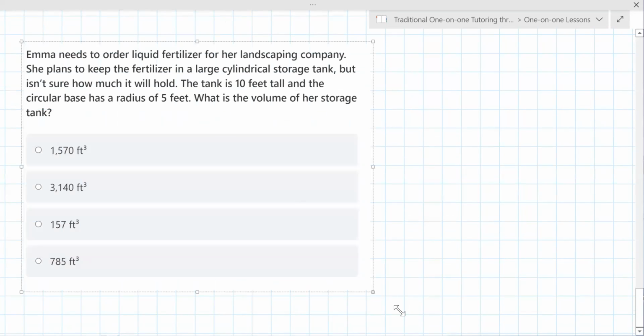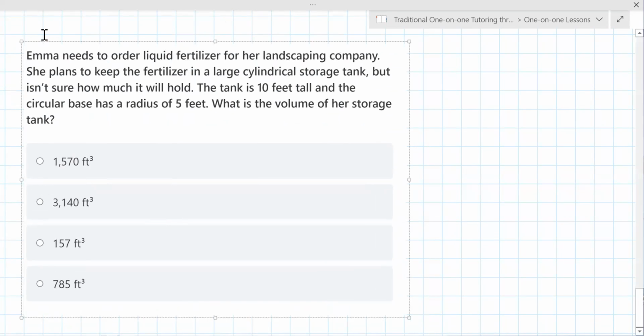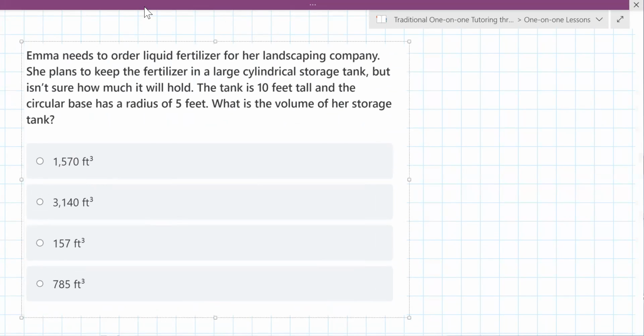All right, this question says that Emma needs to order liquid fertilizer for her landscaping company. She plans to keep the fertilizer in a large cylindrical storage tank, but isn't sure how much it will hold. The tank is 10 feet tall and the circular base has a radius of 5 feet. What is the volume of her tank?